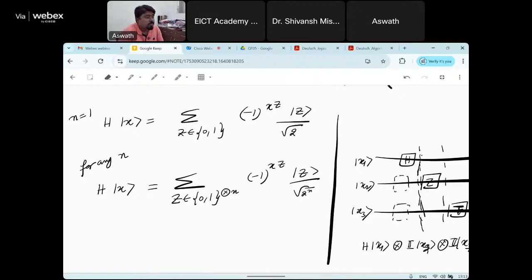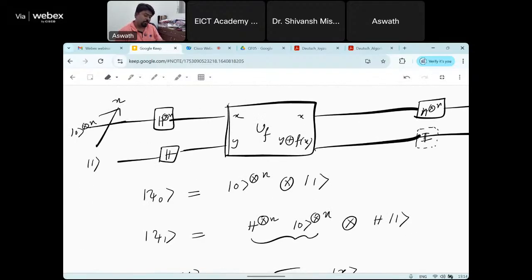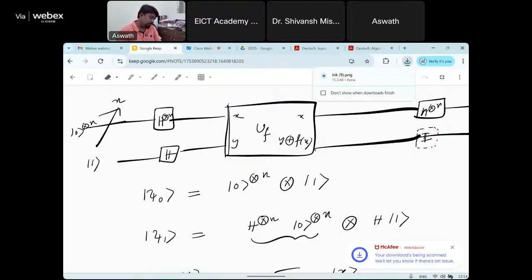Okay, I think we can start again. Yeah. So right, where are we at? Yeah, this is the circuit we have. Okay, let me save this. I think export this as an image. Yeah, it is saved.